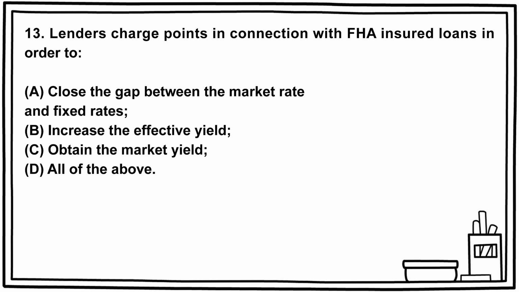13. Lenders charge points in connection with FHA-insured loans in order to A. Close the gap between the market rate and fixed rates. B. Increase the effective yield. C. Obtain the market yield. D. All of the above.